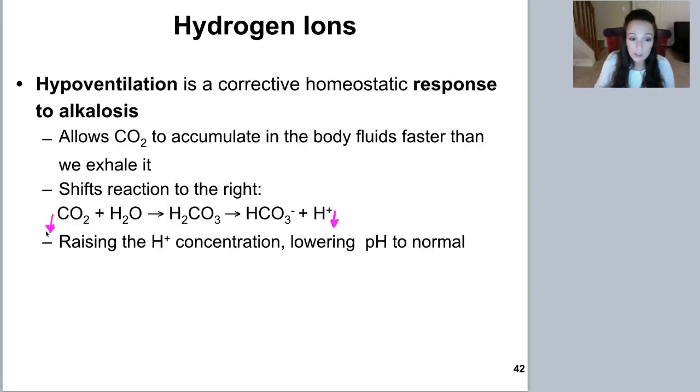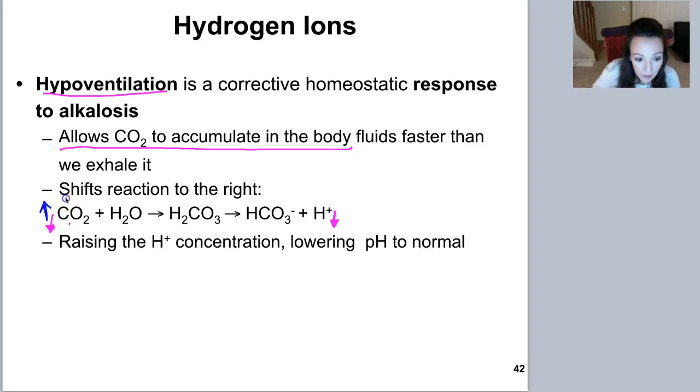Okay, so what we're going to do is we're going to hypoventilate. We're going to breathe slower. If we breathe slower, we actually expel the CO2 a little bit slower. This allows the CO2 to accumulate in our body. So we're just breathing slow, so the CO2 kind of builds up in our body. So all of a sudden, let me use a different color arrow here, we increase our CO2 levels because we're letting it build up in our body by breathing slower.